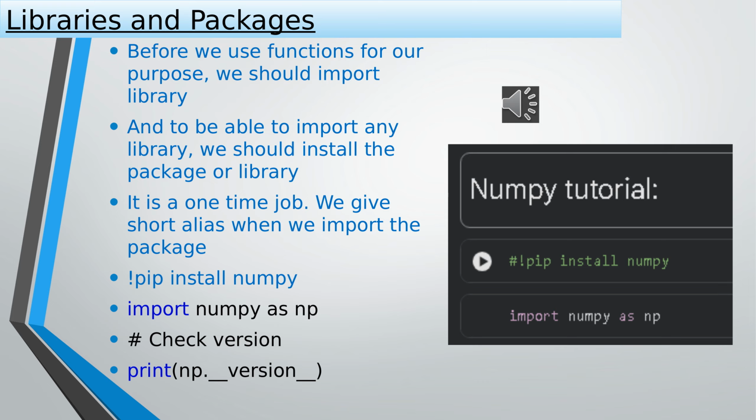Before we can use a library, it must first be installed on our computer. This is usually done only once. For example, to install NumPy, we use the command pip install numpy. This command downloads the NumPy package from the Python package index and installs it on your system. Once the installation is complete, we can import the library into our Python program.